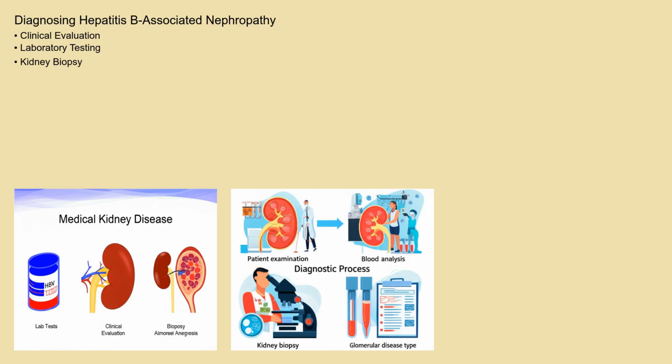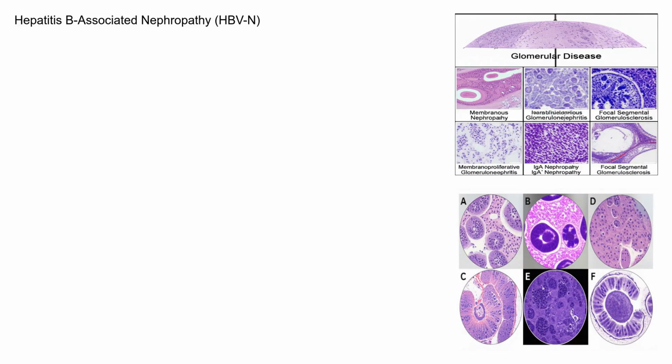Hepatitis B-associated nephropathy is not a single disease entity, but rather encompasses several different types of glomerular diseases associated with HBV infection. The most common type is membranous nephropathy, characterized by thickening of the glomerular basement membrane. Other types include membranoproliferative glomerulonephritis, IgA nephropathy, and focal segmental glomerulosclerosis. Each of these subtypes has distinct pathological features and may present with varying clinical manifestations.